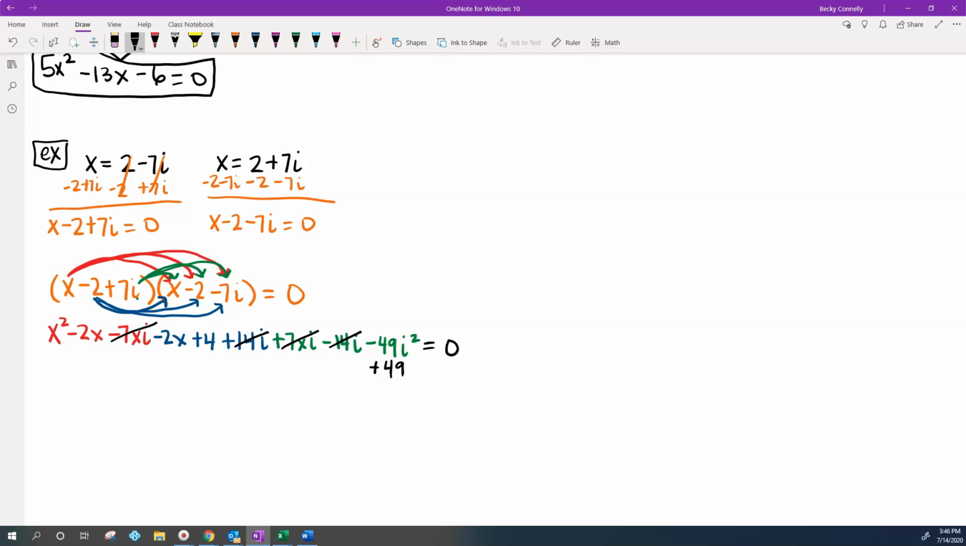All right, so let's go ahead and see what we have now. I've got x squared, and then I've got my -2x and another -2x, so -4x. And then I've got +4 and +49, so that's going to give me +53 equals 0. And then that would be my answer. That is the equation that has these 2 solutions to it.